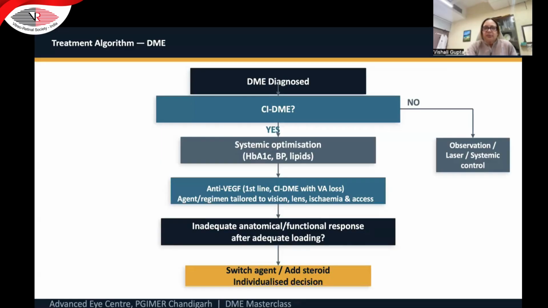So, in a nutshell, the treatment algorithm is you have diagnosed DME. Is it center involving or not? If it is not center involving, observe, laser, systemic control. If it is center involving, you optimize systemic control. Anti-VEGF is the first line if it is center involving. With inadequate anatomical or functional response, you may switch anti-VEGF, add steroids, and of course, you will have to make few changes here and there to take an individualized decision whether you want to add a little bit of laser or whatever you want to do.